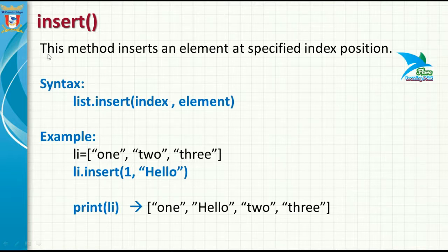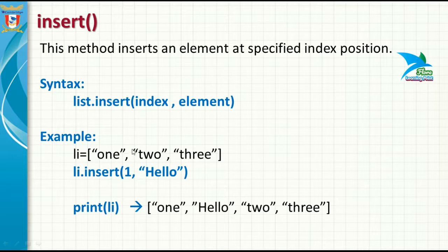After the append function, we'll discuss the insert function. This method inserts an element at a specified index position. As we know, the append function always adds an element at the end of the existing items. But if you want to add an element in between the list items, in between the list elements, then you can make use of this insert function. The insert function contains two parameters. One is the index where you want to place the element, and the second is the element that you want to insert inside the list. For example, here we have three elements, and if you insert hello at one position, then the result will be this.